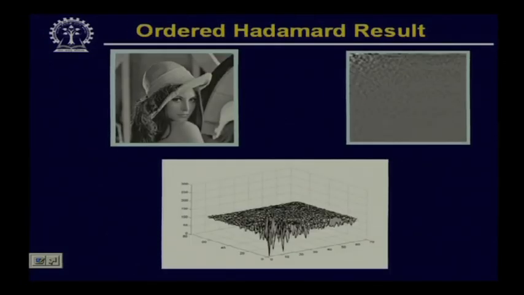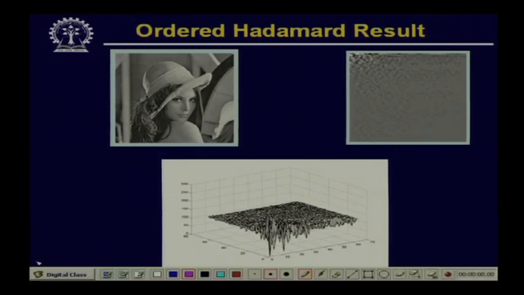Now, using this ordered Hadamard transformation, the result on the same image that you get is something like this. So, here you find again, if I look at the energy distribution of different Hadamard coefficients, the ordered Hadamard coefficients, you find that here the energy is concentrated more towards 0 compared to the Walsh transformation. So, the energy compaction property of the ordered Hadamard transformation is more than the energy compaction property of Walsh transformation.